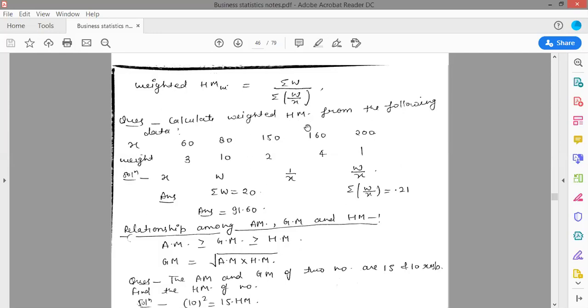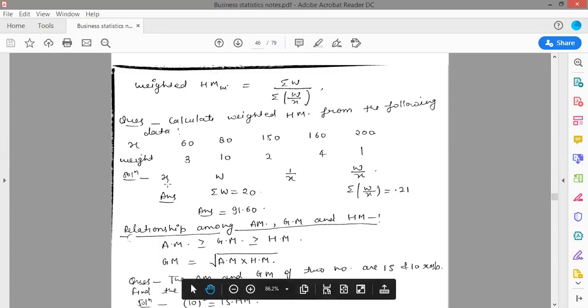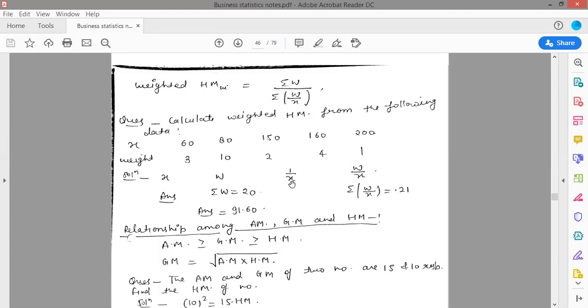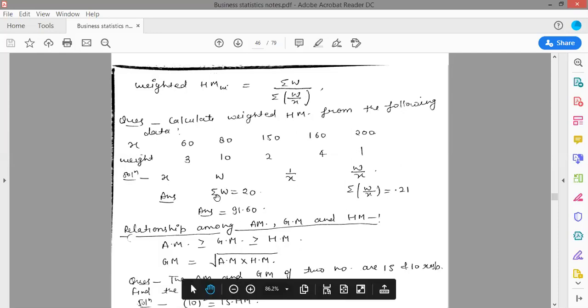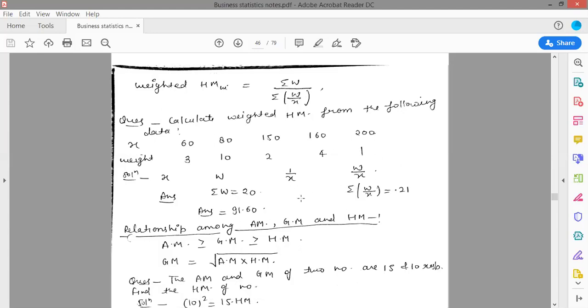Now there is an example here, calculate weighted harmonic mean from the following data. So x is given and weight is given. Just find summation W. So summation W is 20, and just make a data table. The first column is x, the second column is w, the third column is 1 by x, and the fourth column is w upon x. So write x here, w here, 1 by x, and summation w upon x, and calculate. This is your exercise. Just calculate yourself, and there is an answer to match. So match your answer. Is this correct or not?